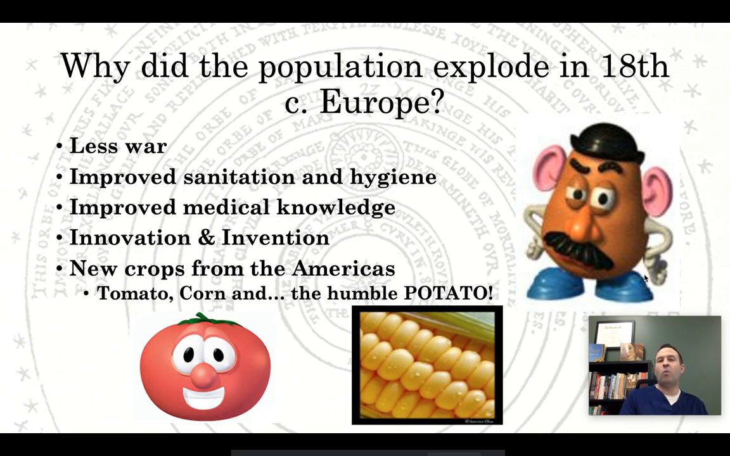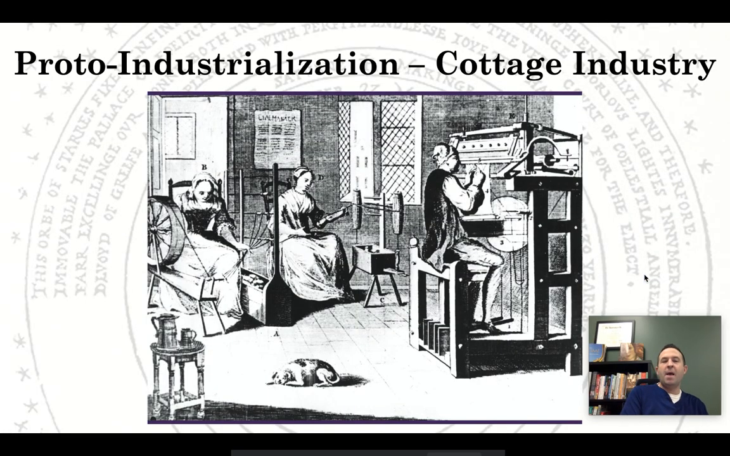So that is one of the reasons the population is able to explode in the 18th century. But what we see here is a few people are able to engage in something new. It is what we call proto-industrialization, known as the cottage industry. And again, this is step one toward industrialization.